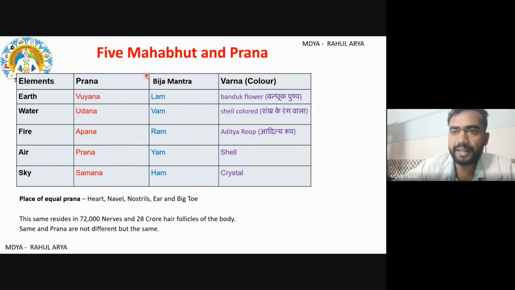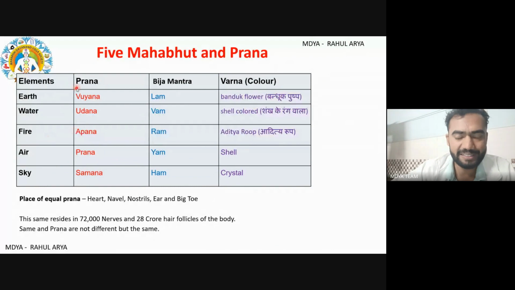5 Mahabhuta and the Prana. Okay. So earth, water, fire, air, sky, these are the 5 Mahabhuta. And how Prana is related with the elements is also described here. So Vyana is related with the earth, Udana with water, Apana with fire, Prana with air, Samana is sky. Completely just opposite things. Apana, fire, not the others.